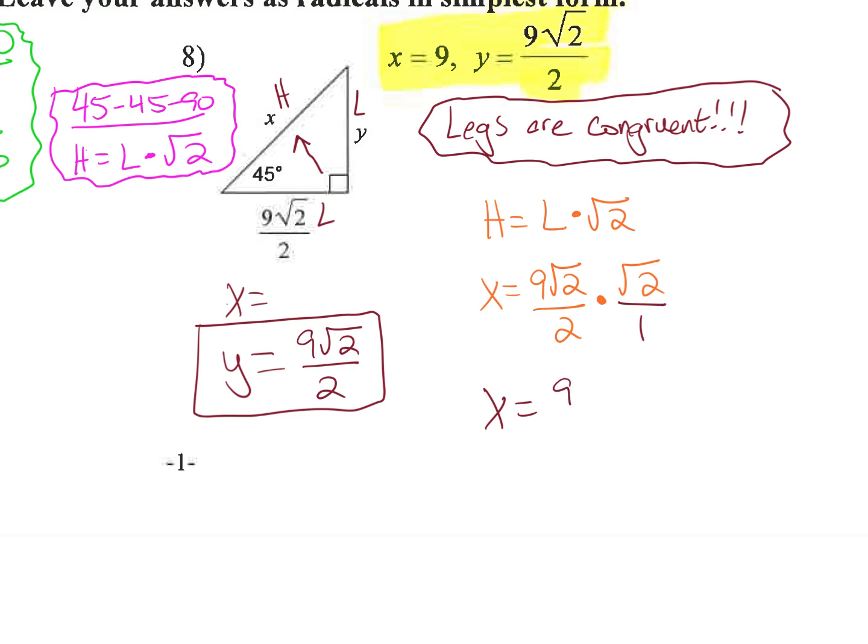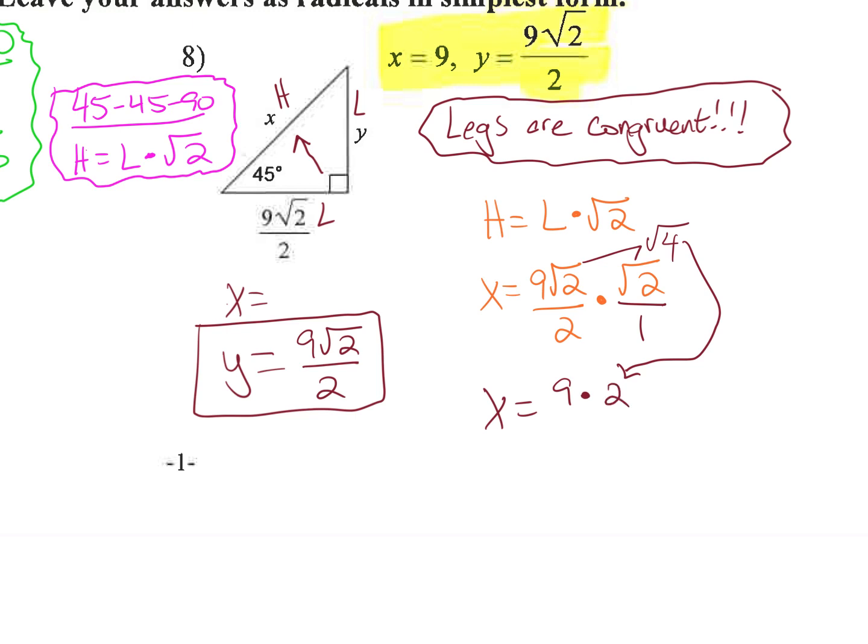Square root of 2 times square root of 2 is what? 2 times 2? 4. So a square root of 4. But the square root of 4 is a perfect square. So what does it end up equaling? Square root of 4 is 2. So I'm going to bring that down times just normal 2.